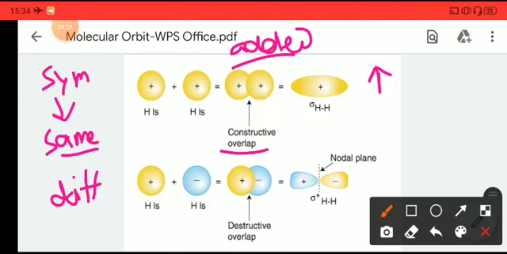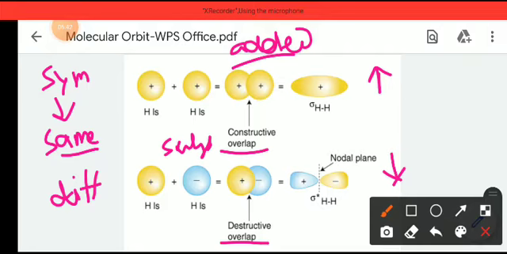You can see that here is positive and here is negative, one is colored yellow and the other is blue. So here the overlap region will not be additive, it will be subtractive. That is why their overlap region will get lesser, and this phenomenon is named destructive overlap.